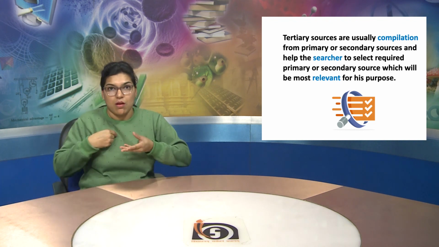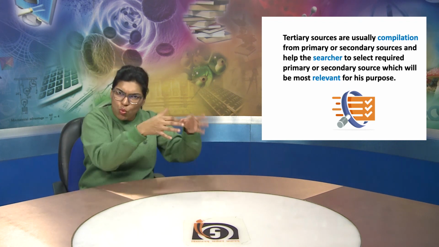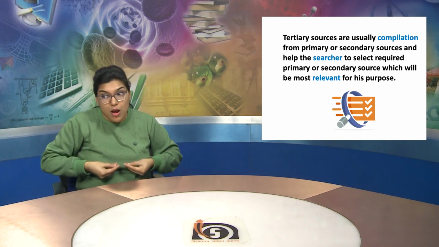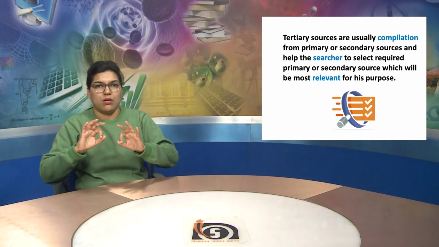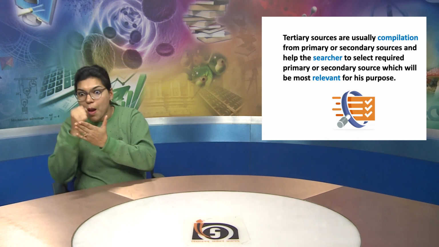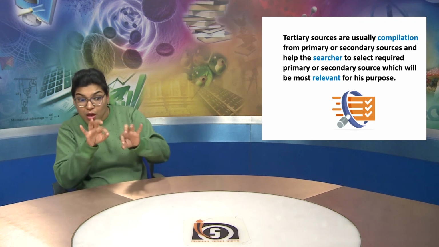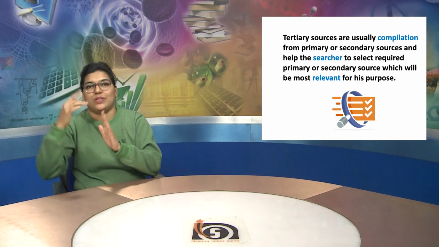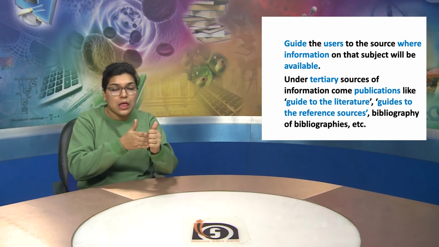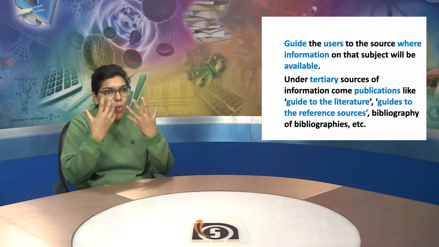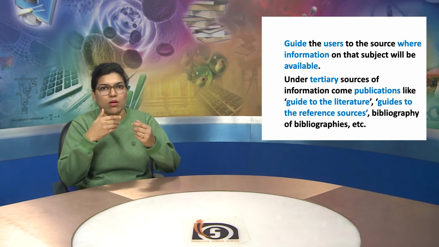And these tertiary sources are usually the compilation from primary or secondary sources and help the researcher to select required primary or secondary source which will be most relevant for this purpose. It guides the user to the source where information on that subject will be available.